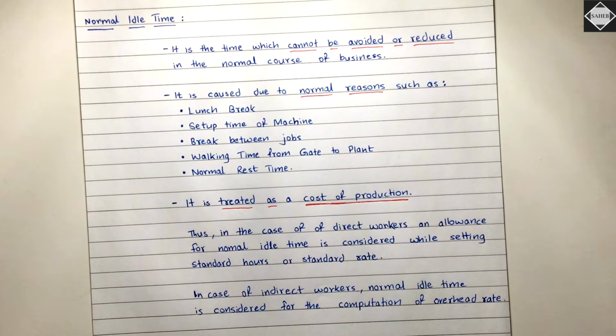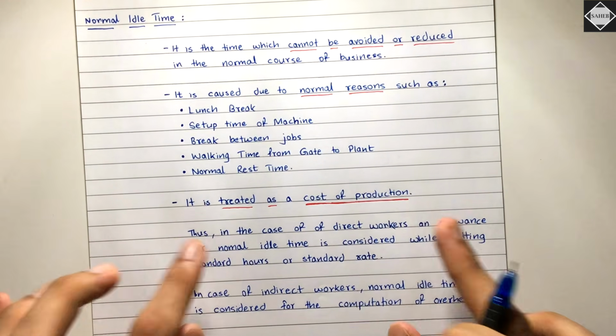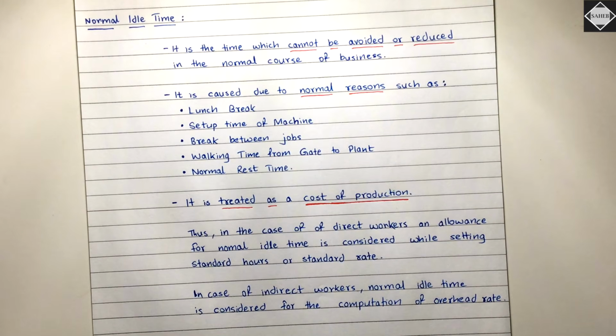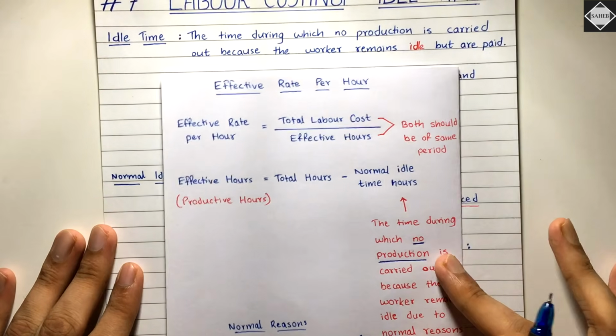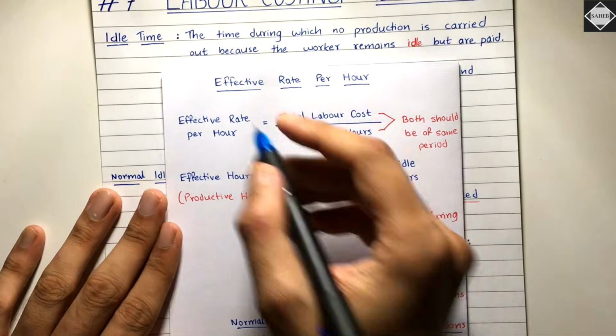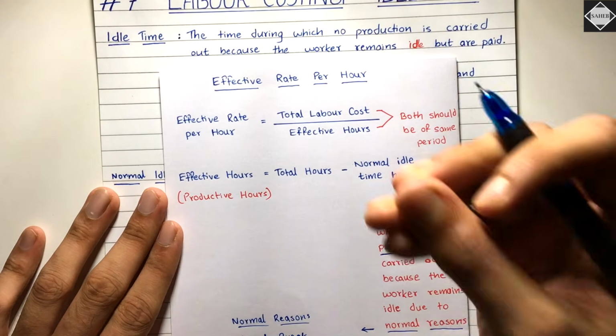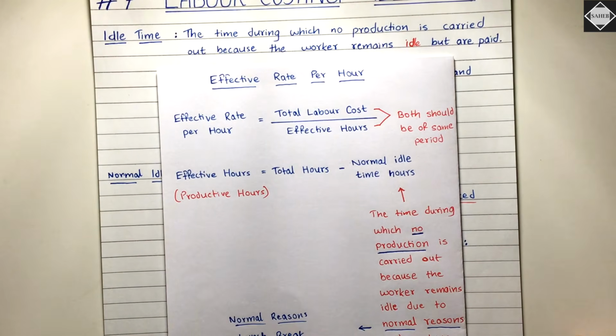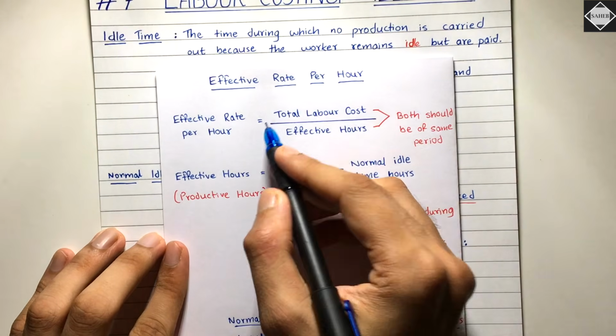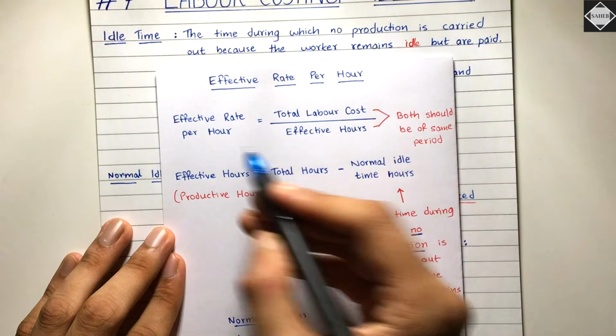So now, how is normal idle time treated as a cost of production? That is the biggest question right now. We understood it is underlined in red ink over here, but how it will be treated as a cost of production, we did not understand, sir. Please elaborate, please explain. For that you have to understand the concept of effective rate per hour, also known as effective cost per hour or effective hourly rate. Three or four names are there, it's the same thing. So first understand the formula of effective rate per hour. Then I will tell you the meaning and the significance of this.